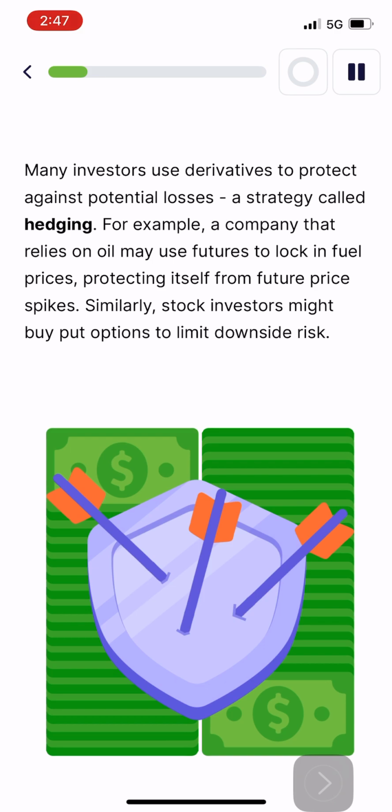Many investors use derivatives to protect against potential losses, a strategy called hedging. For example, a company that relies on oil may use futures to lock in fuel prices, protecting itself from future price spikes. Similarly, stock investors might buy put options to limit downside risk.